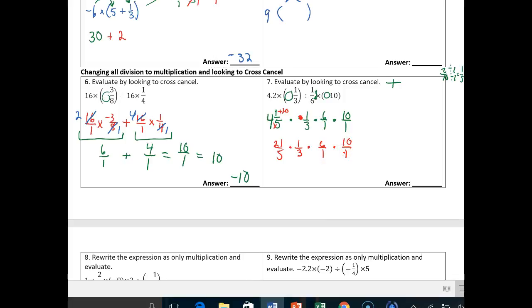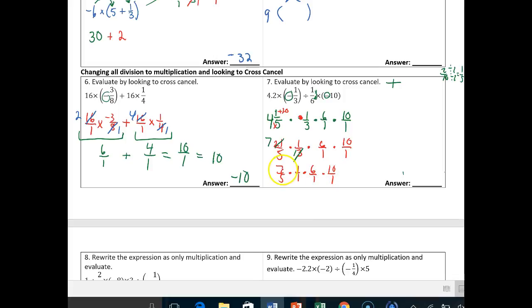So let's look to cross cancel. I could do the 3 and the 6. I could also do the 3 and the 21. I like doing the 3 and the 21 because 21 is a big number and I want to get rid of it. So let's do 3, divide that by 3, I get 1, divide this by 3, I get 7. And then 6 over 1, 10 over 1, we'll just leave as is, right? So you get 7 over 5 times 1 over 1 times 6 over 1 times 10 over 1.